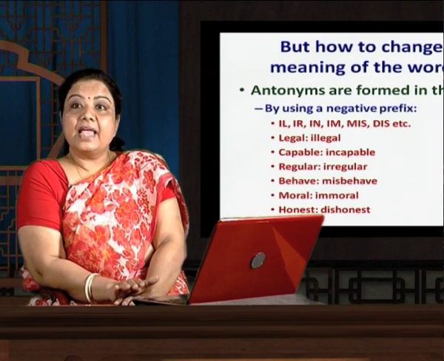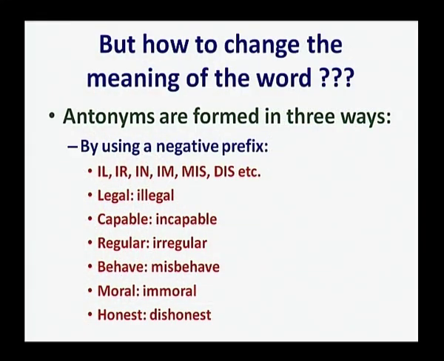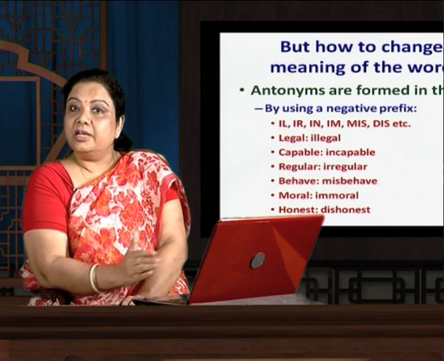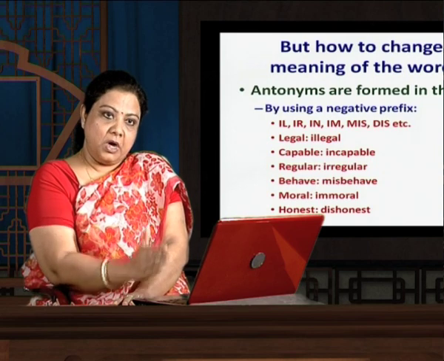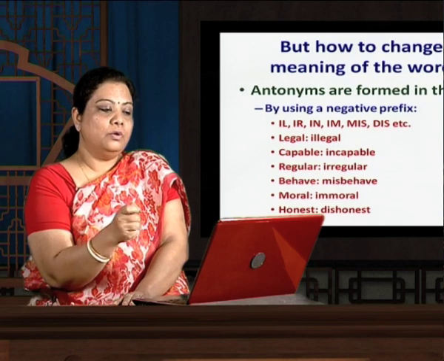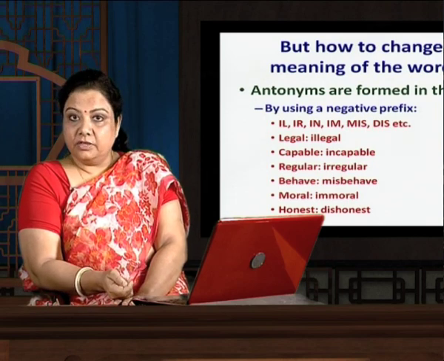Antonyms can be formed in three ways. Very important here is using a negative prefix. Now, prefix, as the word suggests, pre means it comes before the word. So, what do we have? We have some syllables, and we use them before the main root word. The root word is the actual word. So, here you have different ways of putting a negative prefix to form an antonym.